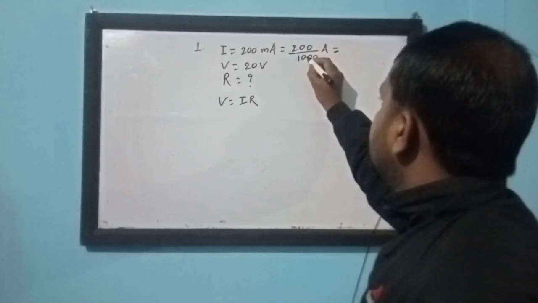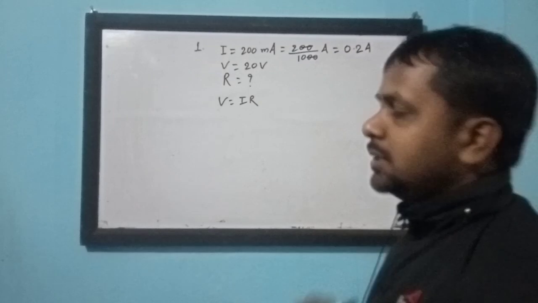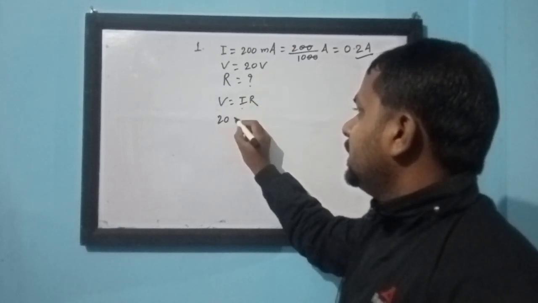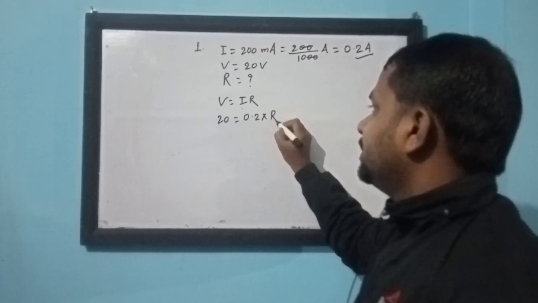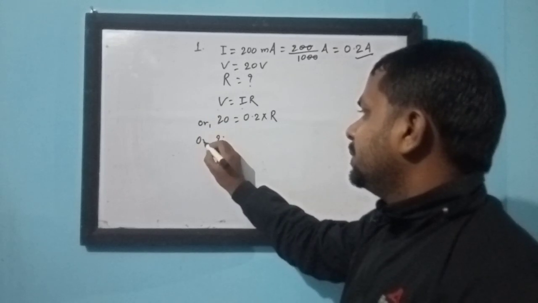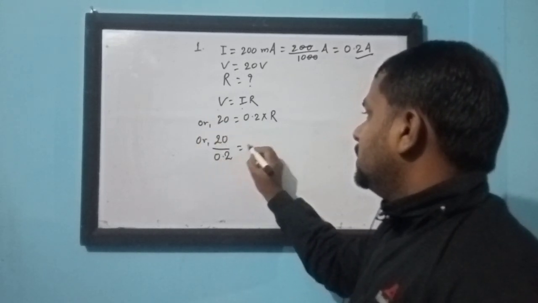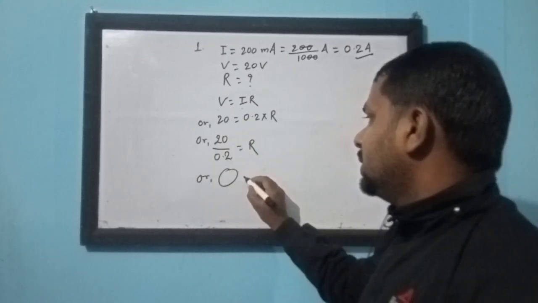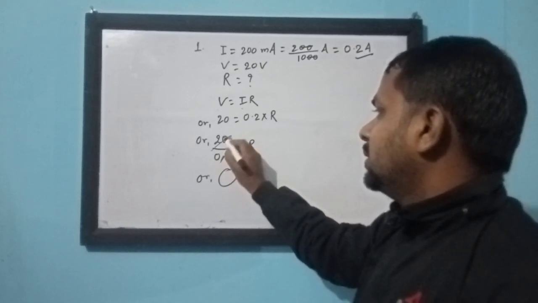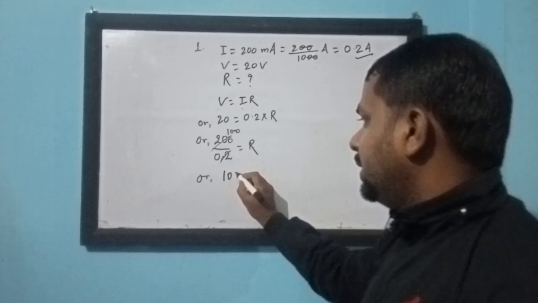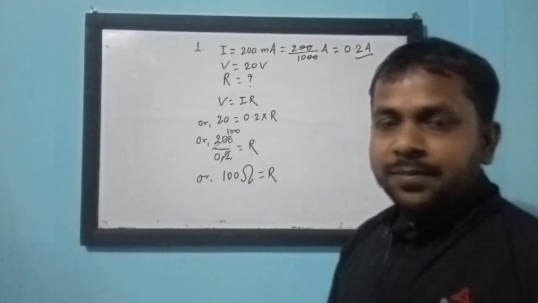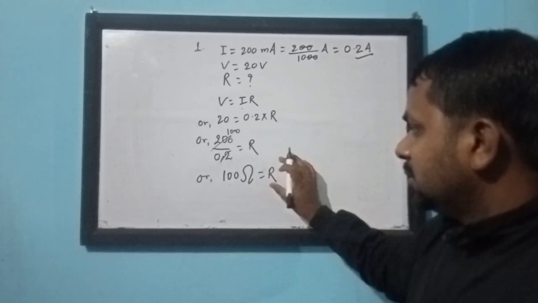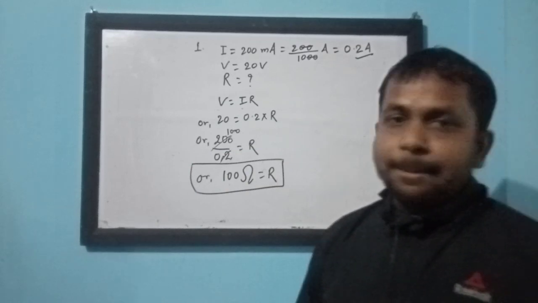Now this value comes to 0.2 ampere. Now we can use this value in place of I. The V value is given as 20 volt, so 20 is equal to 0.2 ampere into R. Now we can easily find this. 20 divided by 0.2 is equal to R. If you calculate it on a calculator, suppose it comes to 100, then 100 ohm is the value of R. The unit of resistance is ohm, so we have to write ohm here, and this will be our answer. Understood?